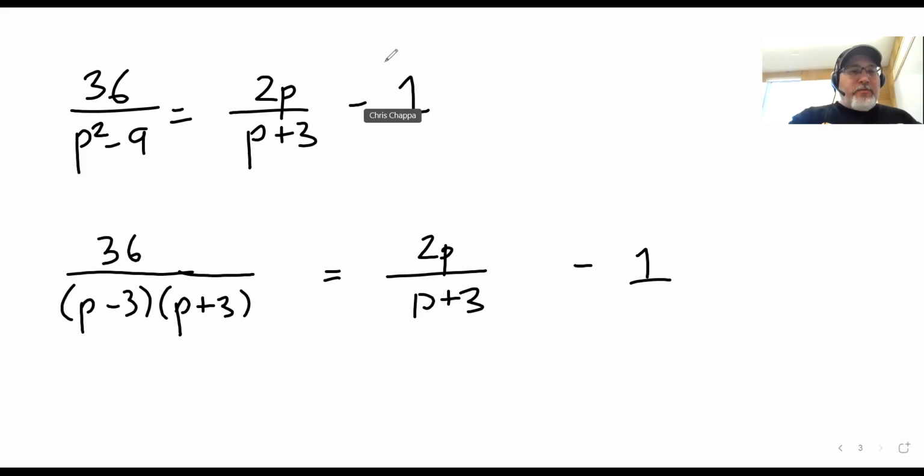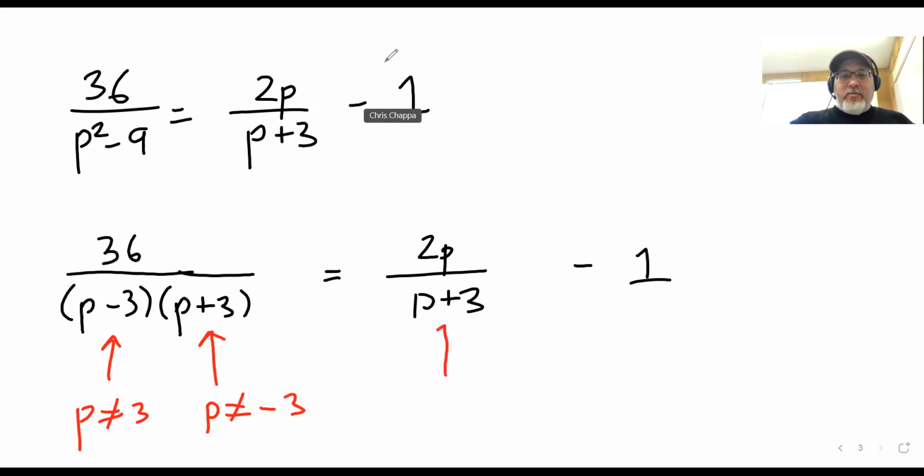For example, the first parentheses can't be 0, which means we automatically know that p cannot equal 3. Similarly, the second factor, the second parentheses, cannot equal 0, from which we can conclude that p cannot be negative 3. And by the time we get to the next fraction, you'll notice that it has the same factor of p plus 3 in the denominator, so it invokes the same restriction of p not equaling negative 3, but we already had that in our list of things that p cannot equal.